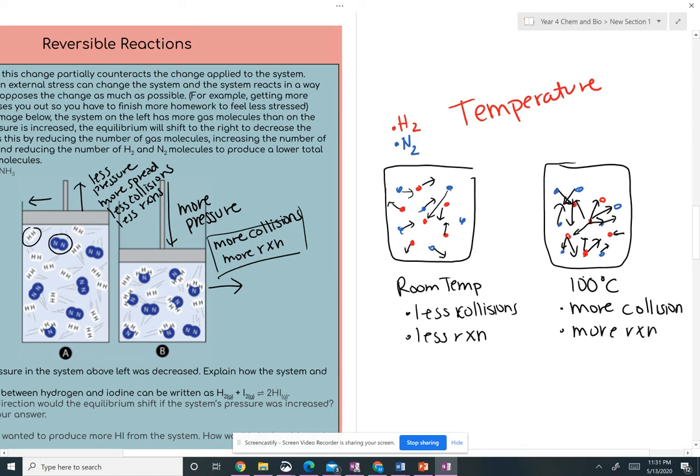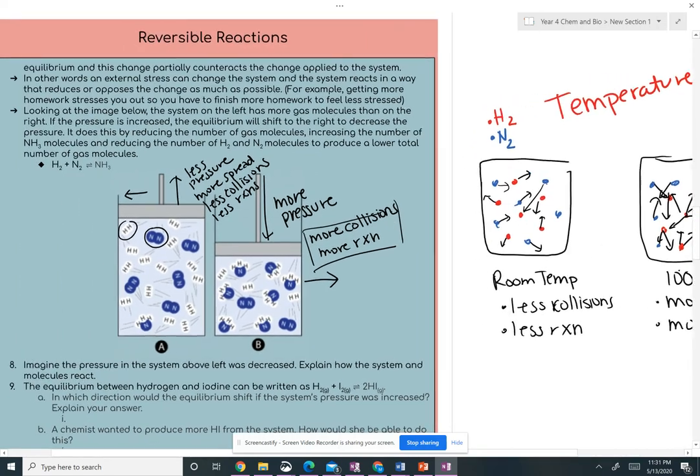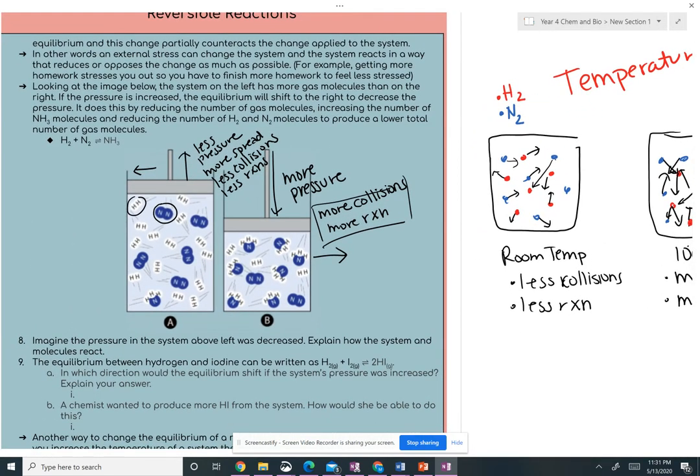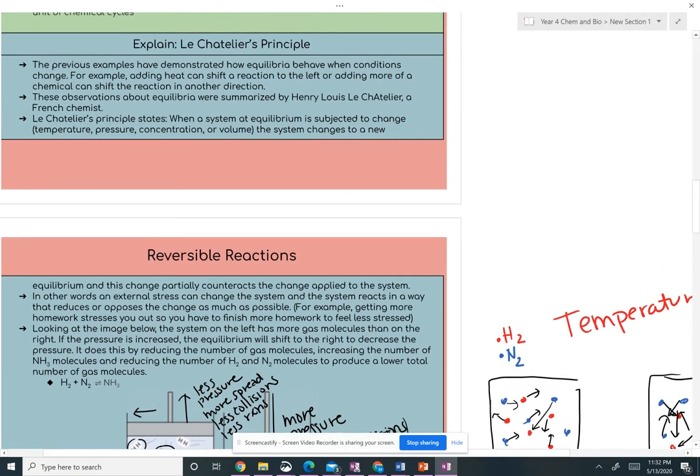What you guys will see in a lab, or even in some real life situations, is that if you want something to go faster, you heat it up. So you might heat up a reaction in order to influence the reaction to go one way or another, depending on what you need at that time. That is pretty much the basics of Le Chatelier's principle.